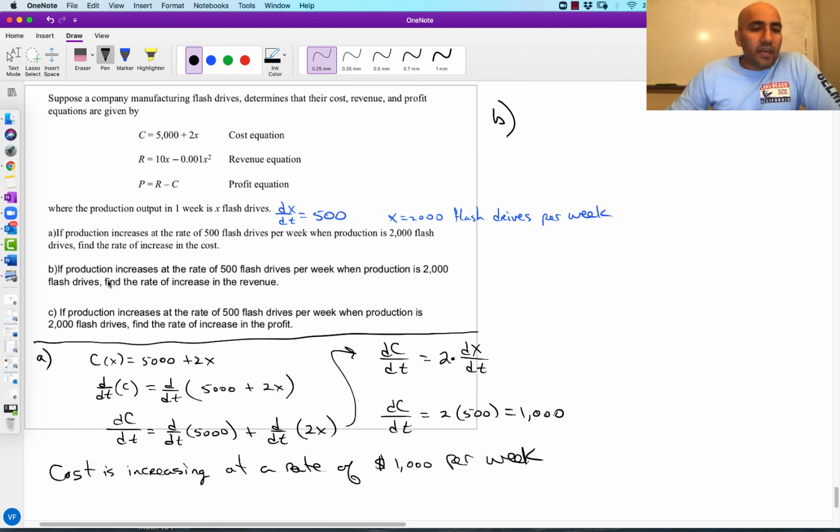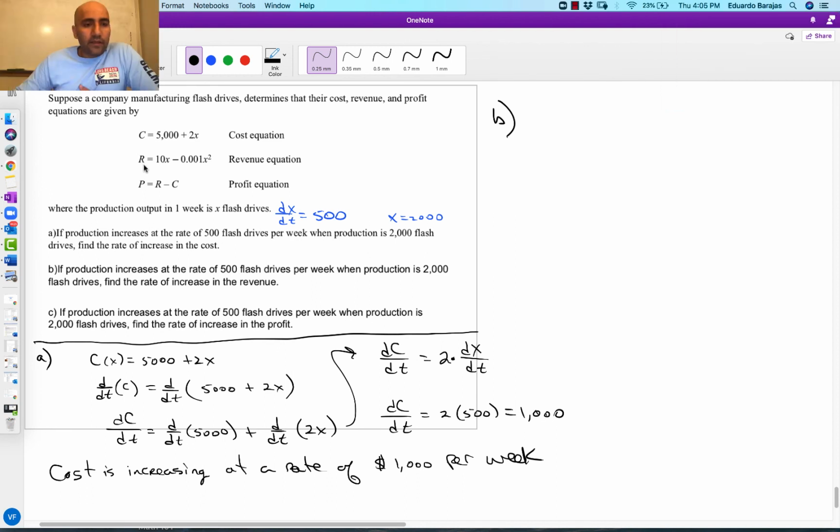Okay, part B. If production increases at a rate of 500 flash drives per week when production is 2,000, so that's the same variables right here. Let me just go ahead and erase this. Find the rate of increase of revenue. So we are interested in the rate of change of the revenue function. We have R, or R of x, it's a function of x. R of x equals 10x minus 0.001x squared. And so we're interested in the derivative with respect to time of the R function.